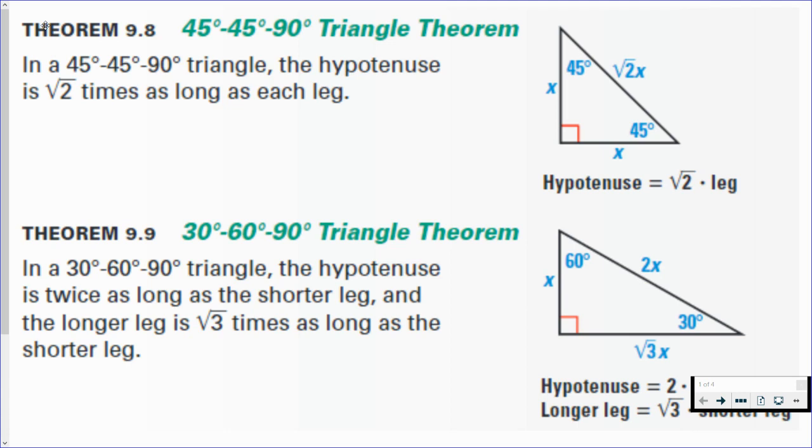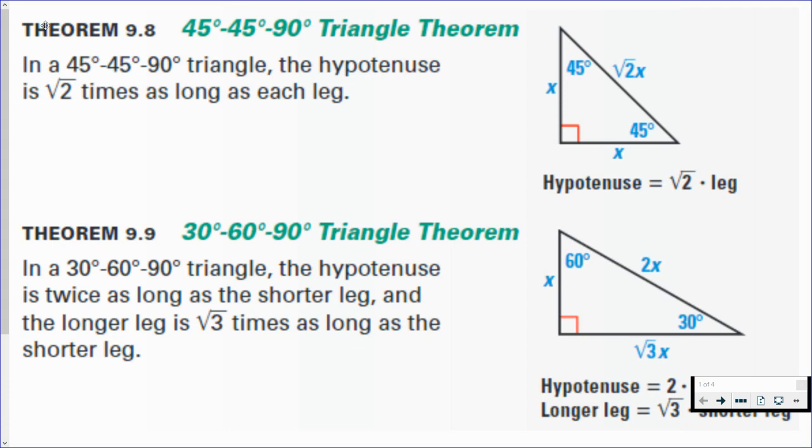So we have an isosceles right triangle because we have two congruent angles, we have two congruent sides. So the legs of this triangle are congruent. Notice in the picture, the legs are both marked as an X. Okay, so the legs are congruent.